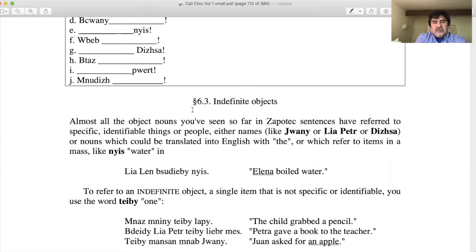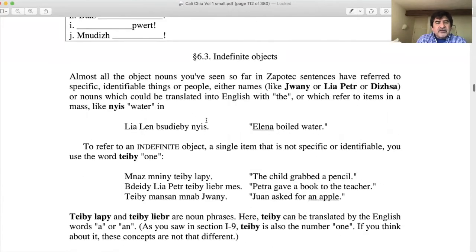Okay, so now we're going to be looking at indefinite objects, such as water. To refer to an indefinite object, a single item that is not specific or identifiable, you use the word tave, one. So for instance, mnaazamni tave lipe, right?